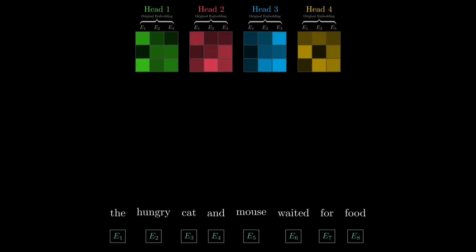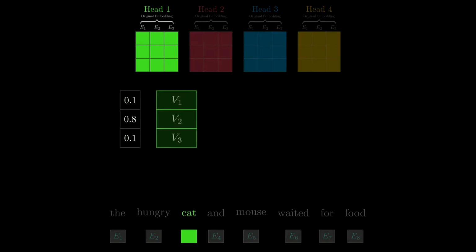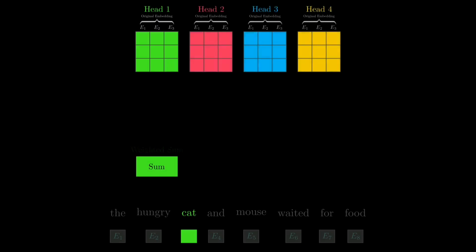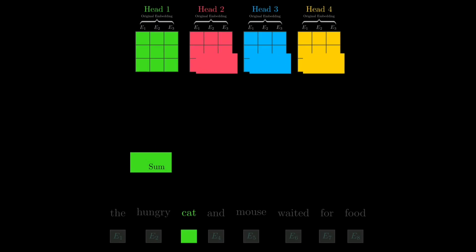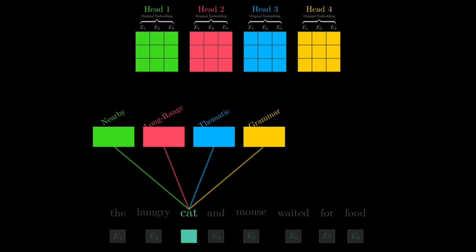Take the word cat. In the first head, we already refined its meaning by multiplying the value vectors with the attention scores, and then taking the weighted sum. But that same process also happens in every other head. Each head produces its own weighted sum results for the word cat, each one capturing a different nuance. Maybe one head notices nearby relationships, another notices long-distance connections, another catches thematic similarity, and so on.